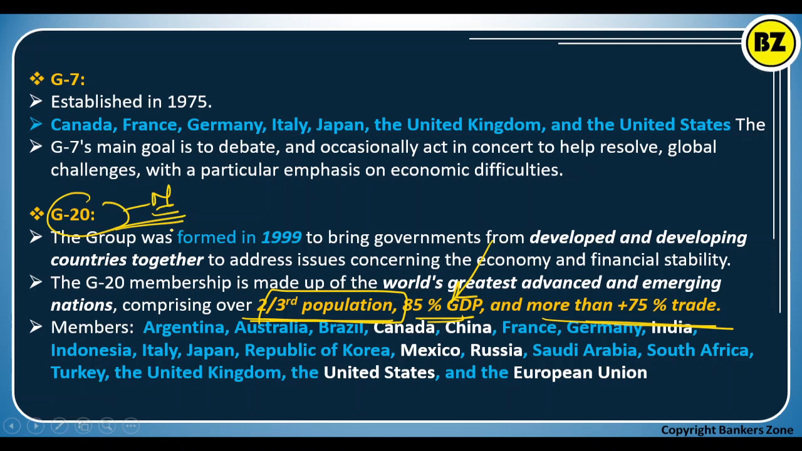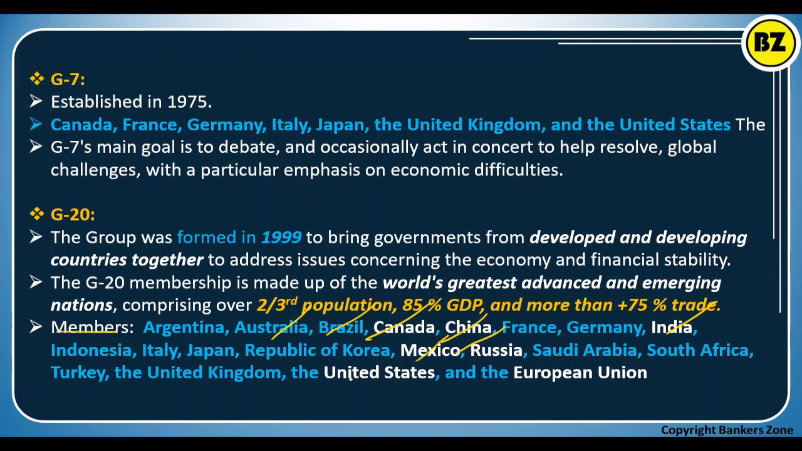These are the important emerging nations of the world. These are the members. You just go through it. I will name some important nations like Canada, Brazil, China, Australia. India is a member, Russia, Mexico, USA, European Union, UK, Japan, Italy. You can read it, don't need to remember. Just remember the contribution of G20 is 2/3 of the population, 85% of the GDP and 75% of the trade.